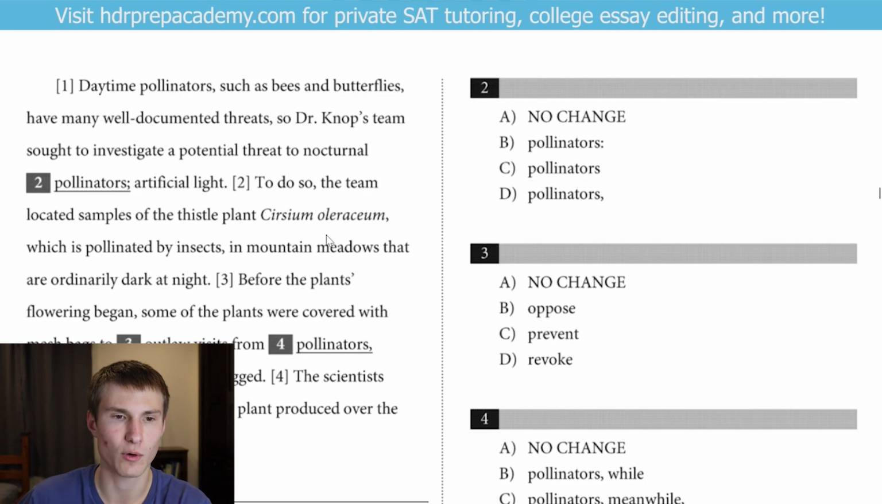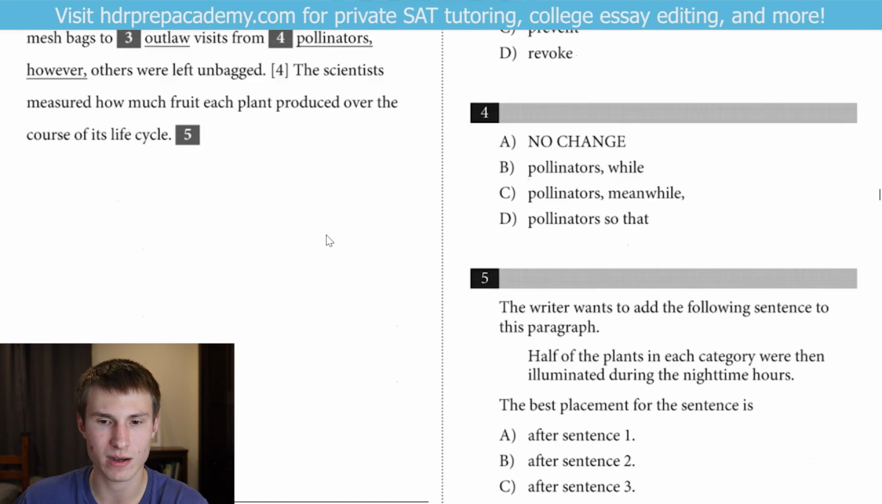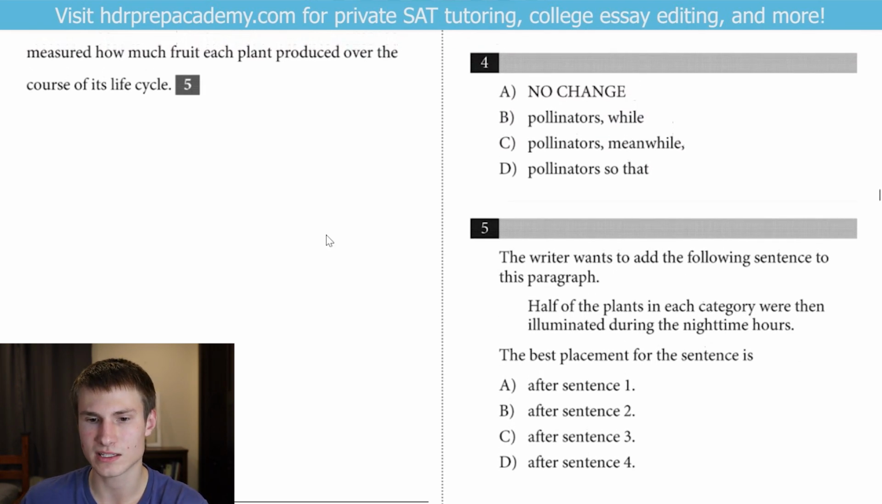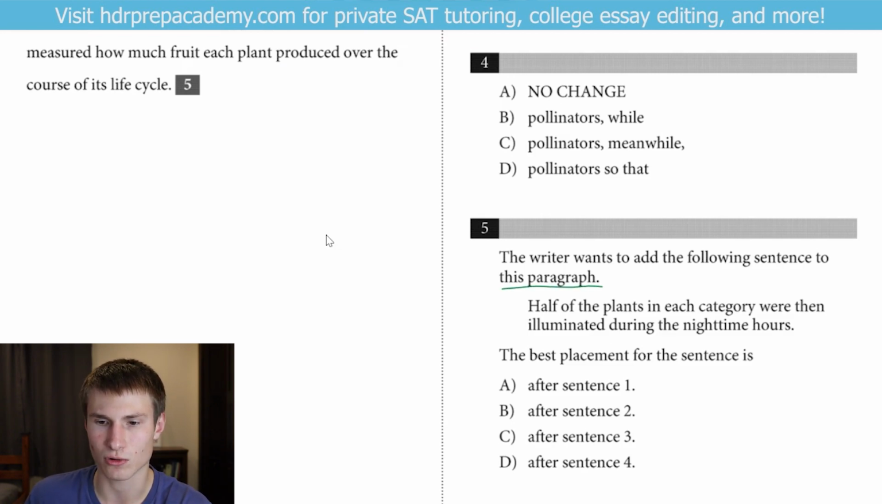Okay, next thing I see, I have a 1 at the beginning of my paragraph. If you ever have a 1 at the beginning of your paragraph, what I recommend doing, and what I do, is I go find the sentence I have to place. In this case, I see the writer wants to add the following sentence to this paragraph: Half of the plants in each category were then illuminated during the nighttime hours.